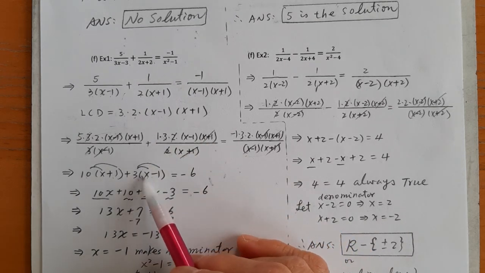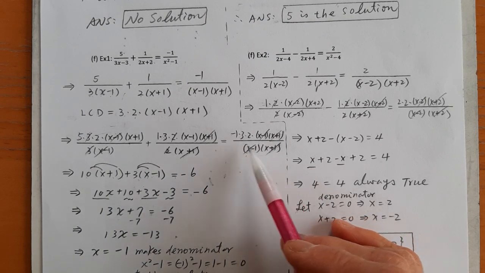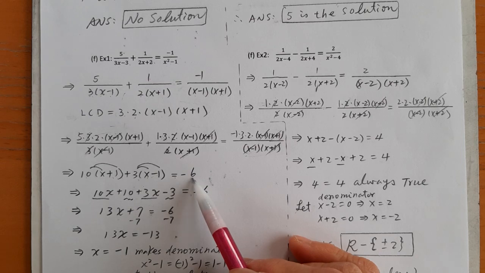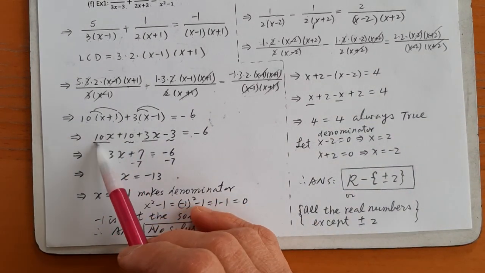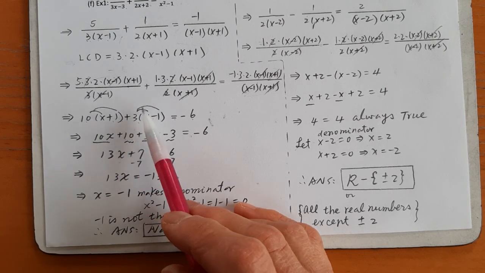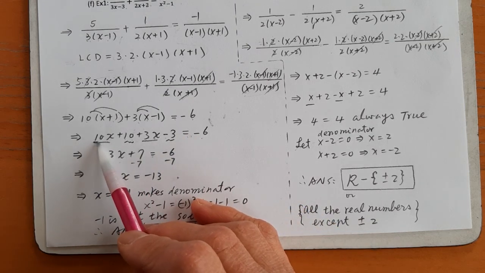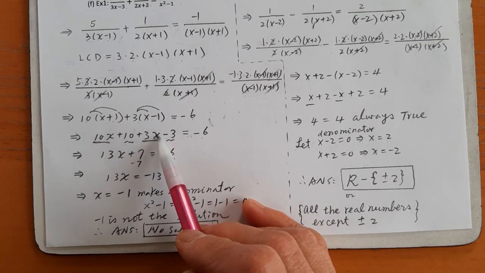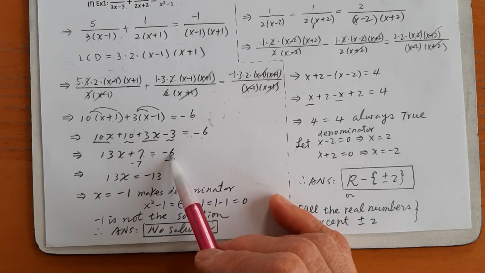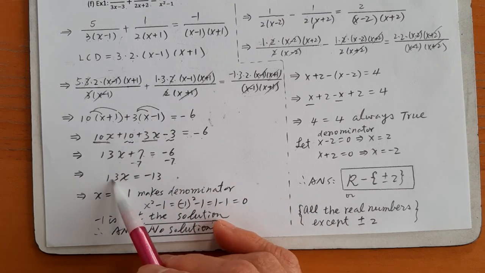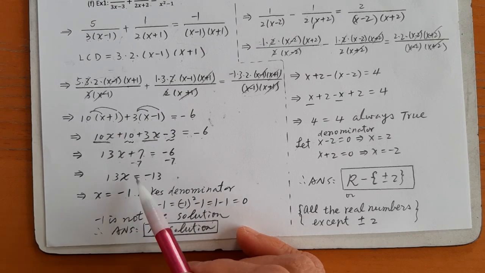Remains 3 times parenthesis x minus 1 equal. x minus 1 cancels, x plus 1 cancels. Remains negative 1 times 3 times 2, which is negative 6. And then distributing, 10x plus 10, and distributing, 3x minus 3, equals negative 6. Combine like terms: 10x plus 3x is 13x, 10 minus 3 is 7, equals negative 6. Subtract 7 from both sides. Get 13x equals negative 13. Divide by 13, get x equals negative 1.